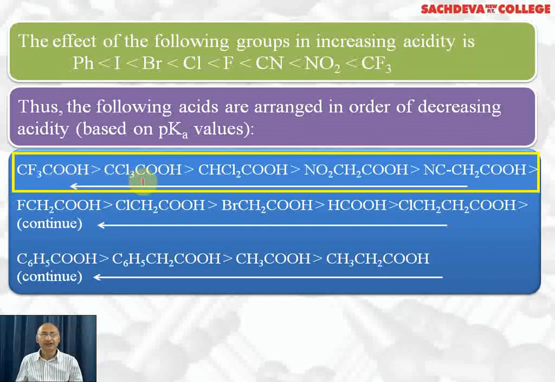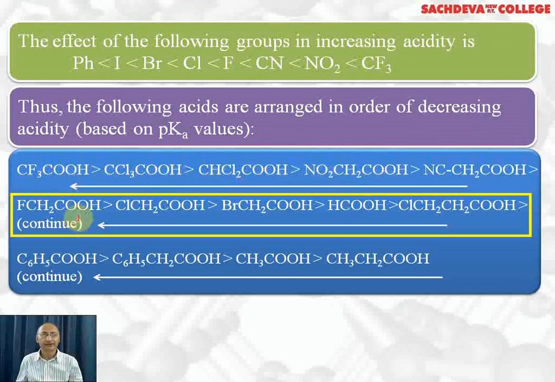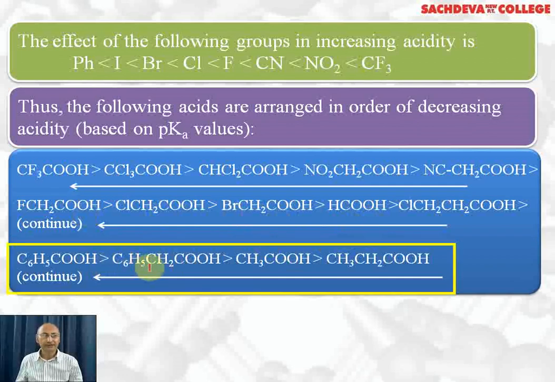Fluoroacetic acid is stronger than trifluoroacetic acid, which is stronger than trichloro, which is stronger than dichloro, which is stronger than nitroacetic acid, cyanoacetic acid, fluoroacetic acid, chloroacetic acid, bromoacetic acid. Formic acid is stronger than chloropropanoic acid. Benzoic acid is stronger than phenylethanoic acid, which is stronger than acetic acid, which is stronger than propanoic acid.